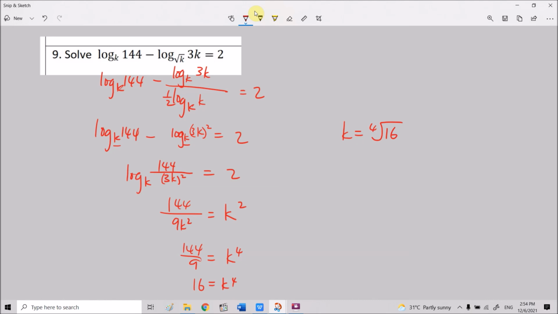Okay, the fourth root of 16 can be positive or negative, but since k is the base of the log, k must be a positive value. So that's why I didn't put the plus minus sign here, because it must be a positive value, so the answer is 2. It must be a positive 2.